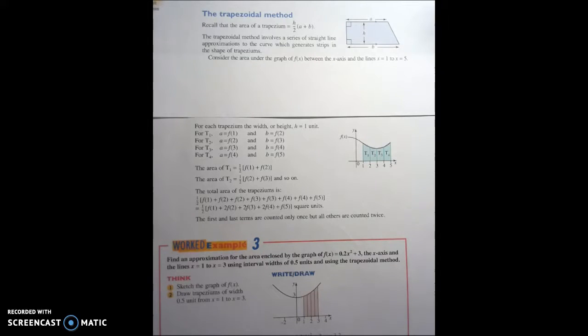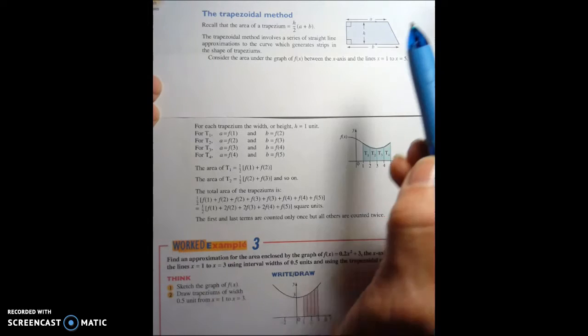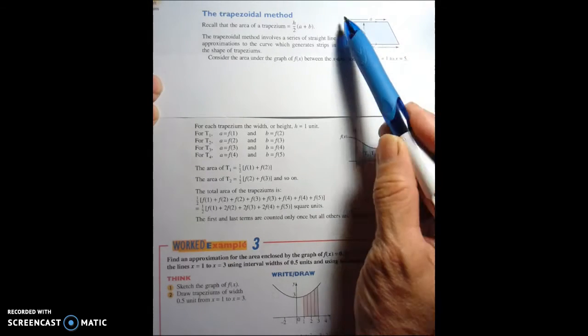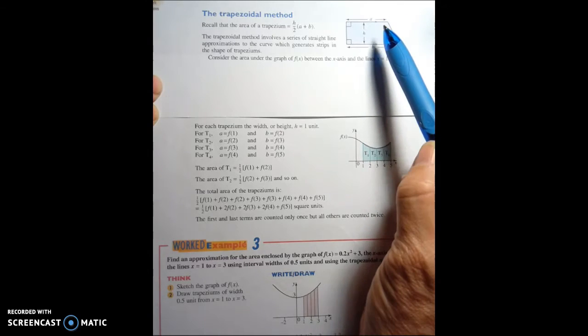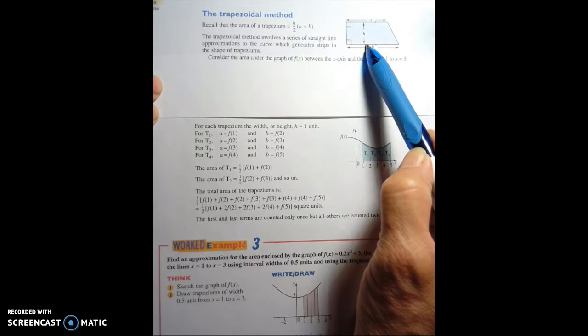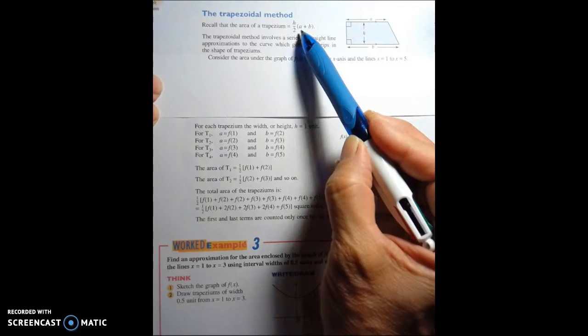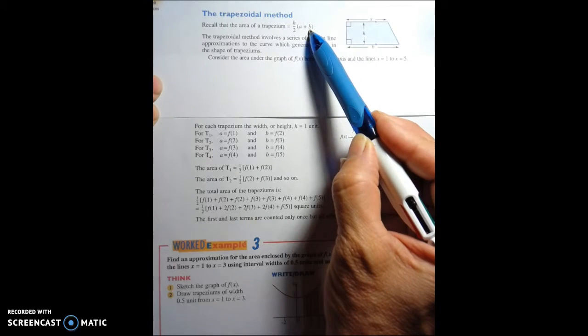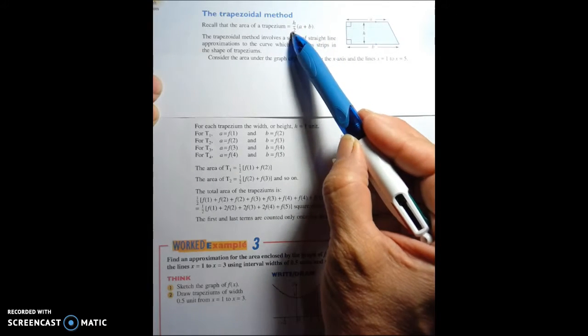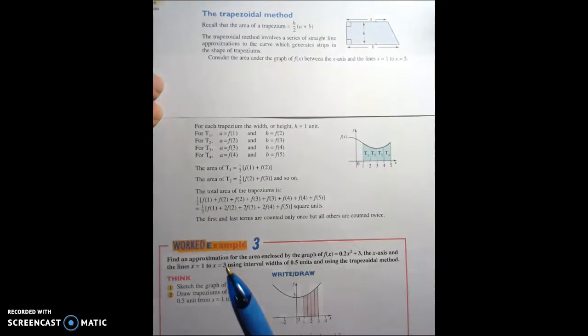Hi, what we're going to do is look at how we can use the trapezoidal method to calculate the area underneath a curve or a function. So first of all, let's have a look at what a trapezium is and the area under a trapezium. A trapezium has two parallel sides and a perpendicular height. The area is calculated by the sum of the two parallel sides multiplied by the height divided by 2.